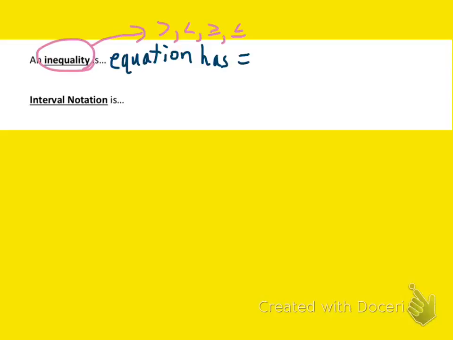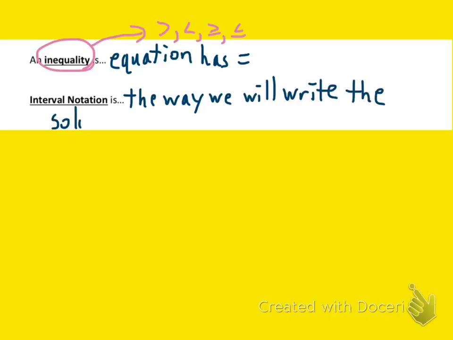What's interval notation, you might be thinking? Well, interval notation is just the way that we are going to write our solution when we're solving inequalities. And basically, since there's more than one solution, you want to give all the intervals, like the smallest number to the greatest number, and everything in between there would be a solution to the inequality.